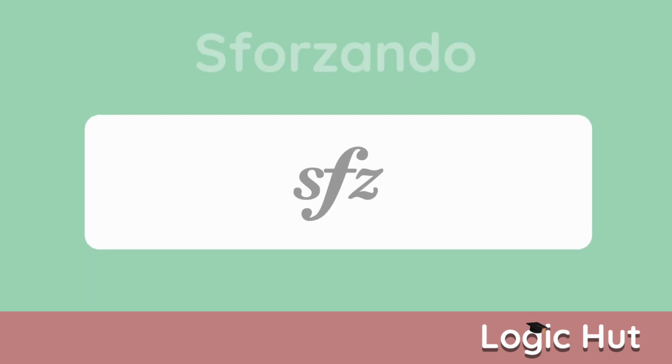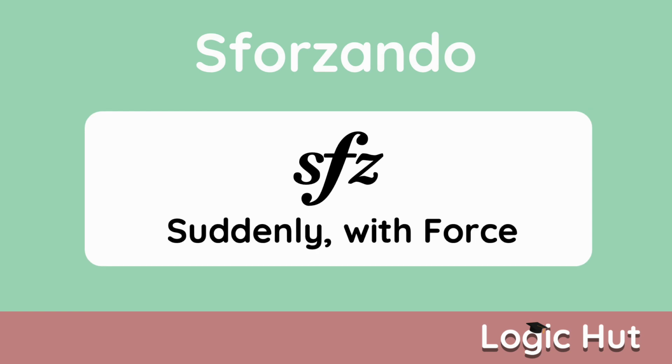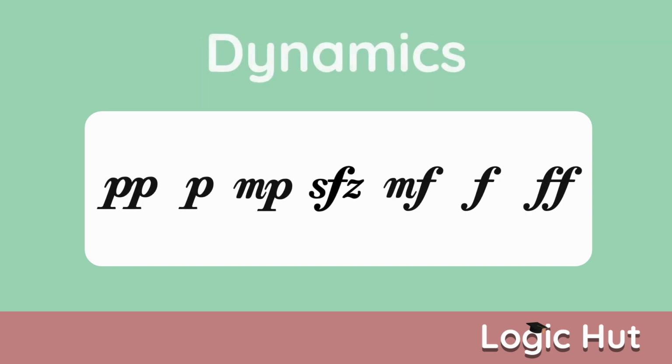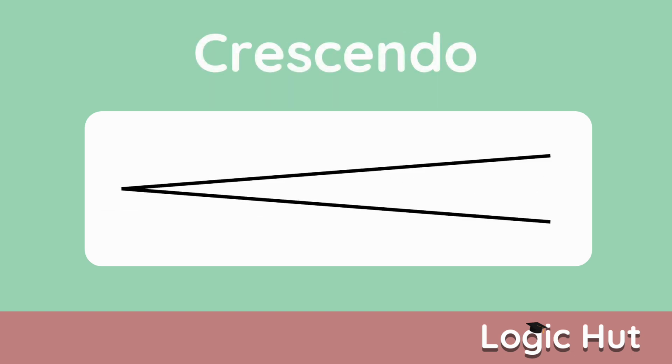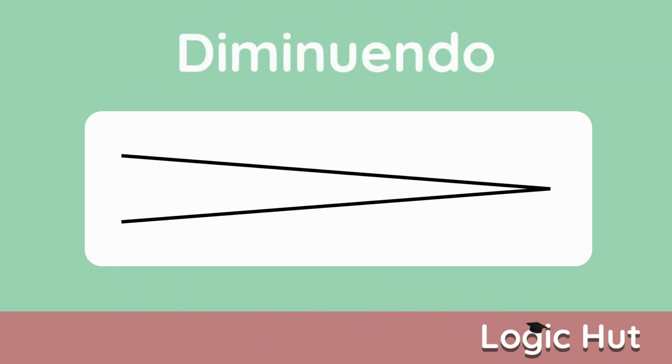This symbol is called a sforzando and means to play suddenly with force. It can be interpreted as both a dynamic and articulative expression. When these letters are written, they refer to changes that happen suddenly. But gradual dynamic changes can also be shown with different symbols. A crescendo refers to a gradual increase in volume, and a diminuendo refers to a decrease.